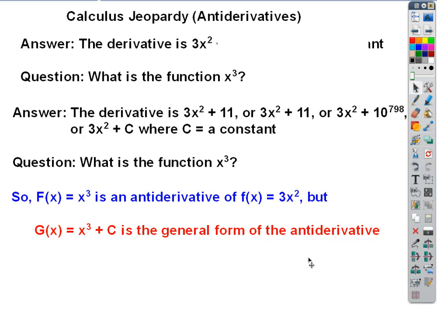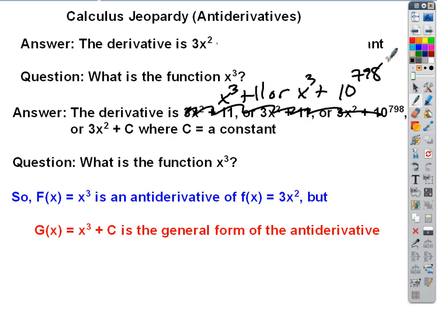So we could have x cubed plus 11. What is the function? Oh my gosh, I got this so mixed up. All this is supposed to be x cubed plus 11, or an example would be x cubed plus some huge number, 10 to the 798, or whatever. Doesn't matter. Generally speaking, it should be this, x cubed plus c.